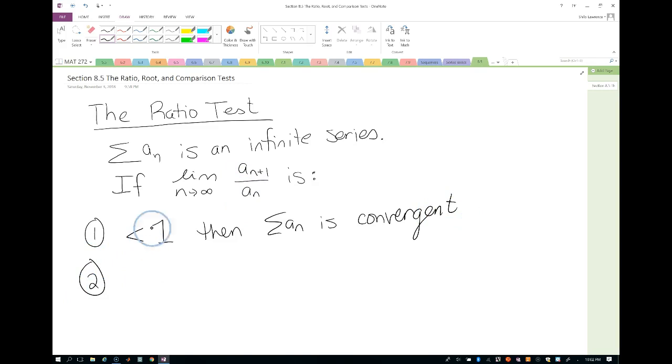If the limit for that fraction comes out bigger than 1, that means that the values are not decreasing by an order of magnitude. The values are in fact getting larger. A fraction will come out greater than 1 if the top is larger than the bottom. Well, if the terms in our sequence are getting bigger, then there's no way that this sum is ever going to stop, because we're just continuing to add larger and larger and larger numbers along the way.